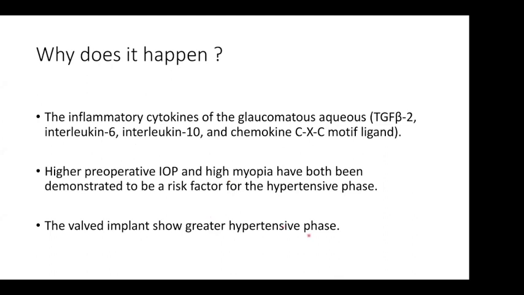Why? Because the valved implants, from the first day they work, they allow the aqueous to go, so the pressure will go down. This is an advantage. But at the same time, that glaucomatous aqueous will help the initiation of the peri-plate capsule, because it has a lot of inflammatory cytokines. So eventually the pressure will go up. Once this capsule is becoming mature, the pressure can go up. The capsule initially is thick, and then it becomes thin. As the capsule becomes thin, we can expect the pressure to go down, or the pressure will go up because of cross-linking that happens in the wall of this fibrous capsule.